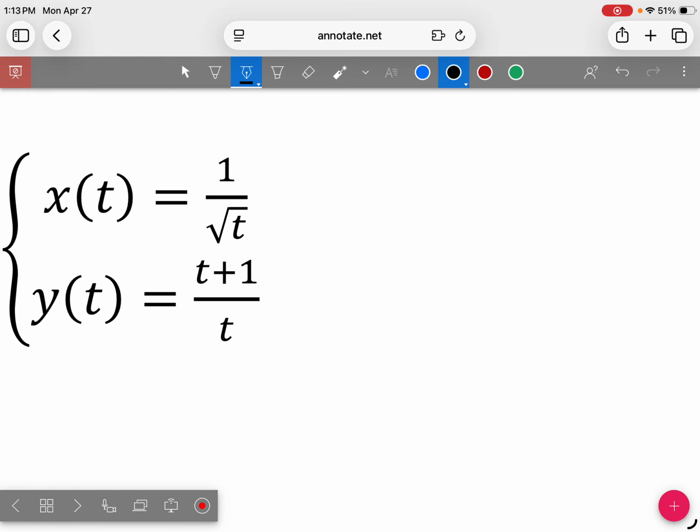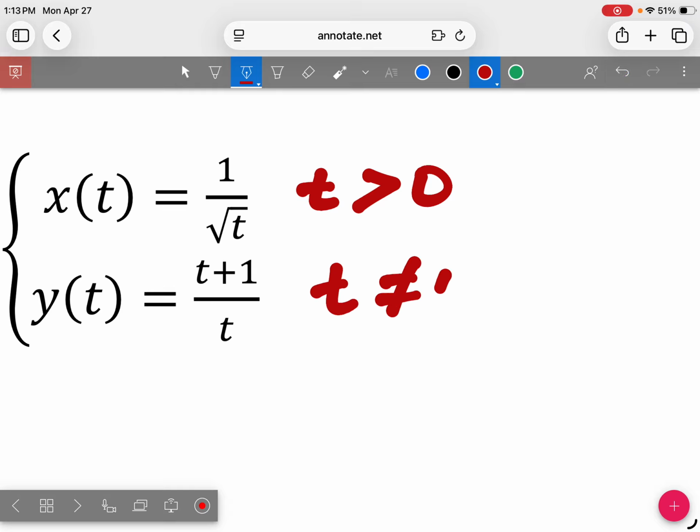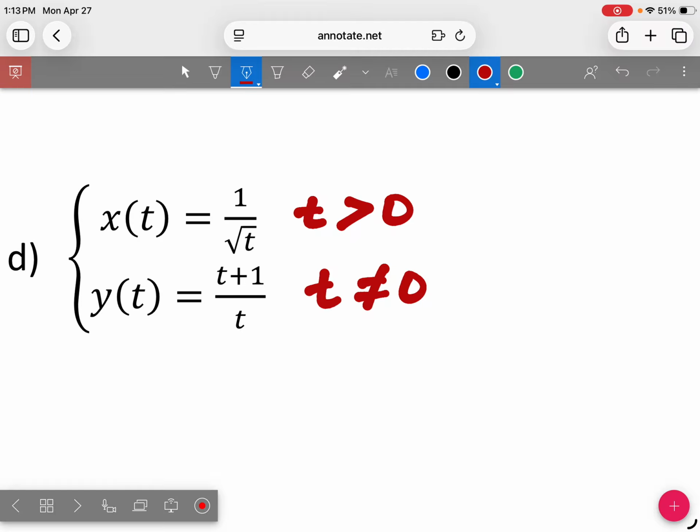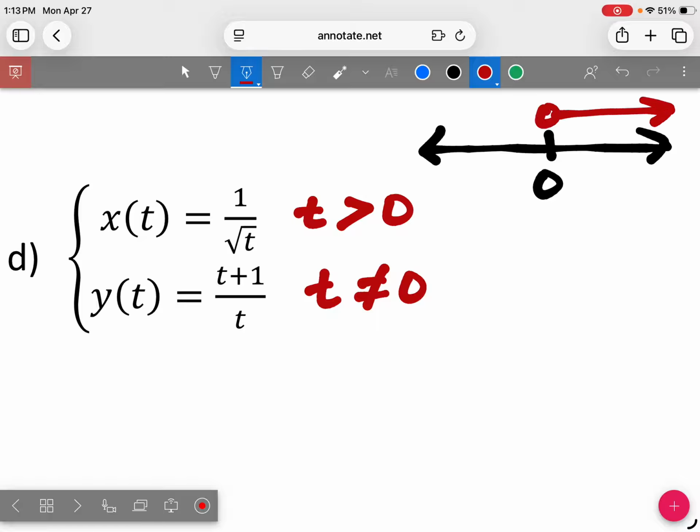All right, so I'm already starting off with 2 red lights. I have a square root in the denominator. So that tells me automatically T has to be greater than 0. It can't equal 0 because it's in the denominator. And this one, T cannot be 0. So we already have these 2 restrictions. Right now, this is my domain. Open circle to the right. That's where I started off.